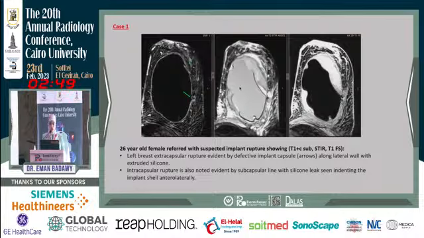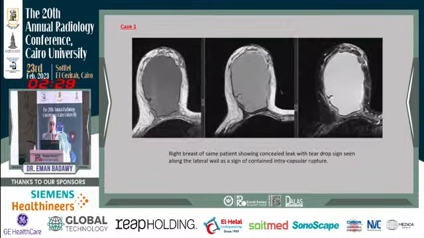of the implant. And this is a STIR sequence where there is massive edema and the subcapsular line where the implant is. The silicone is seen between the implant shell and the capsule, and the silicone appears degenerated and acquires abnormal signal. This is the other side, the right breast. There is a small contained leak which appears as a teardrop sign, where the silicone is contained within the implant capsule.